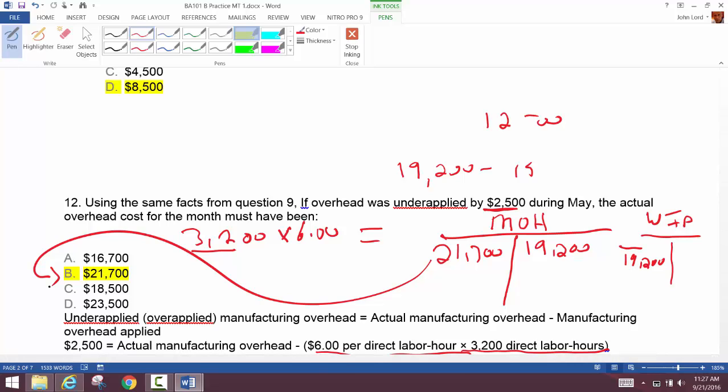To me, that one is fair game. That would be a good question. If I give you the numbers to come up with the applied, and I tell you that it's over or under applied, you should be able to back in pretty easily to the actual, right?